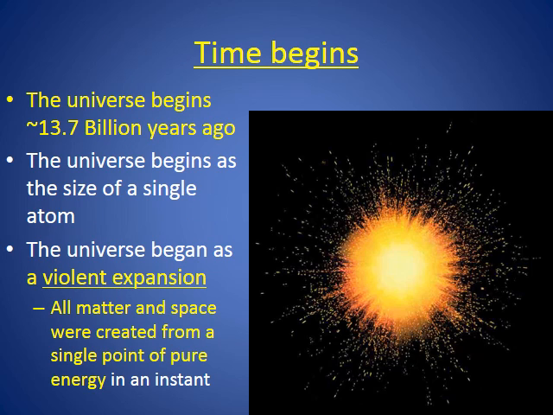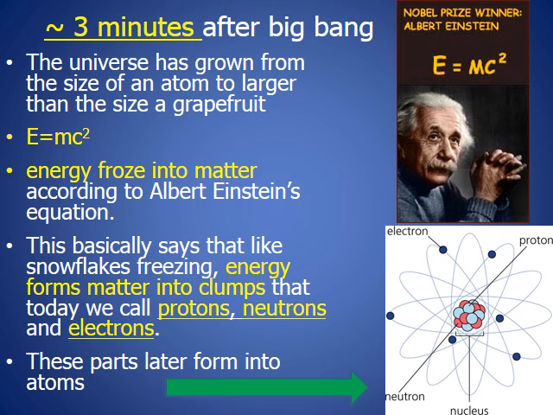So about 13.7 billion years ago, the universe begins. It's the size of a single atom. There was a violent expansion, and then all matter and space was created from this single point of pure energy in an instant. It didn't take very long, but approximately 3 minutes after this violent expansion, it's growing from the size of an atom to a grapefruit. And this was all, of course, collaborated with Einstein's E equals mc squared.